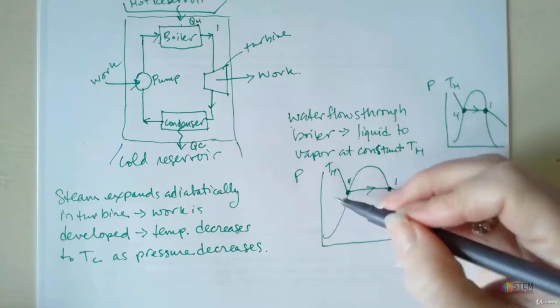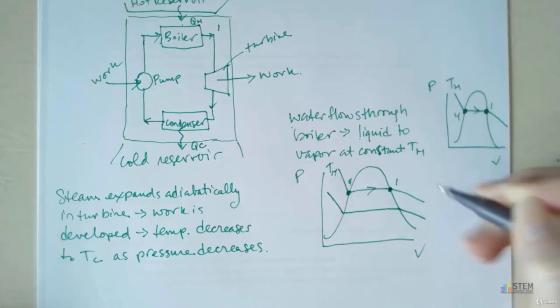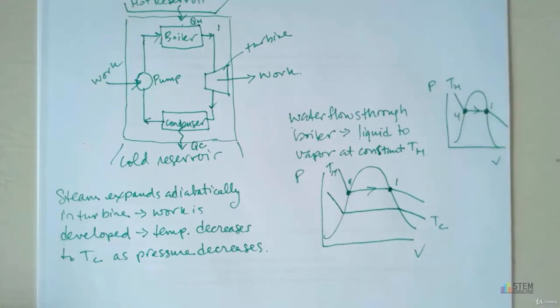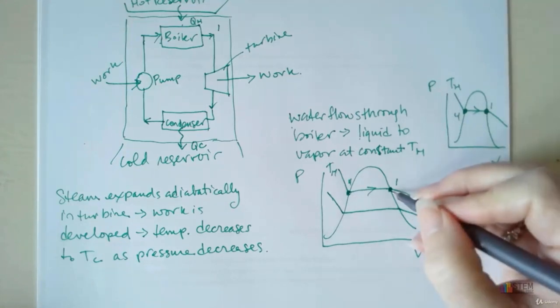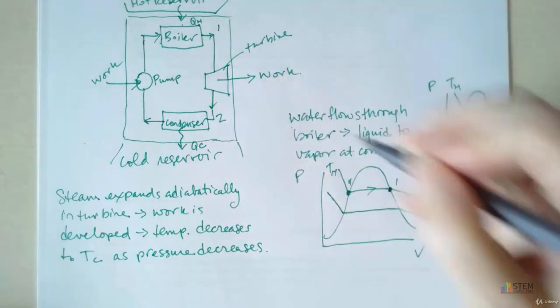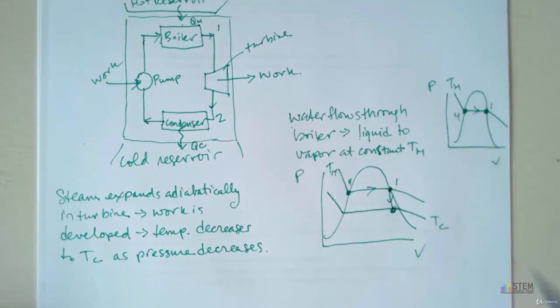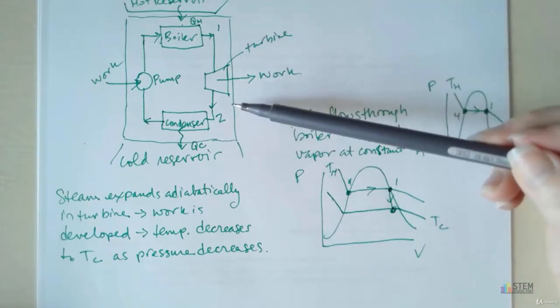Now, for this one, we're going to TC. So that's going to be at a lower temperature. So let's draw the line below there. And now we're going to state 2. So here, let's put state 2. So right there. All right, so our temperature is decreasing, our pressure is decreasing, work's being developed. That's what's happening right here.